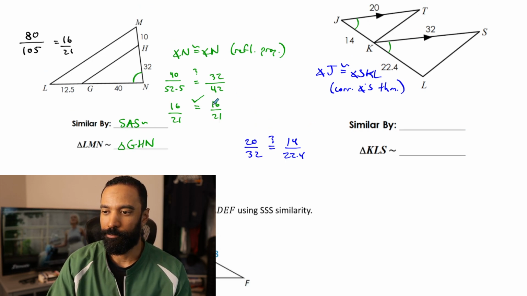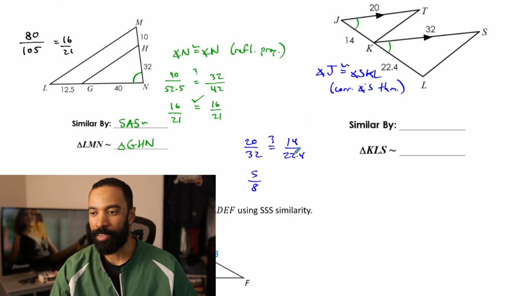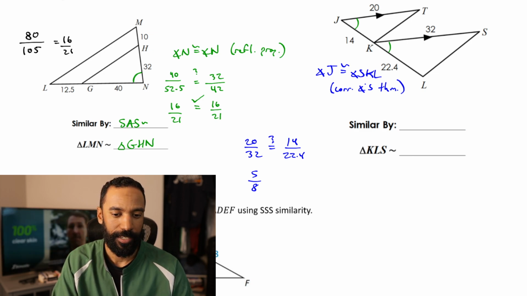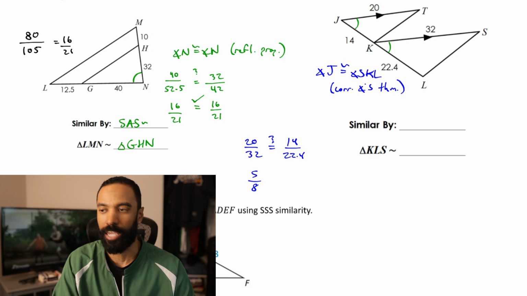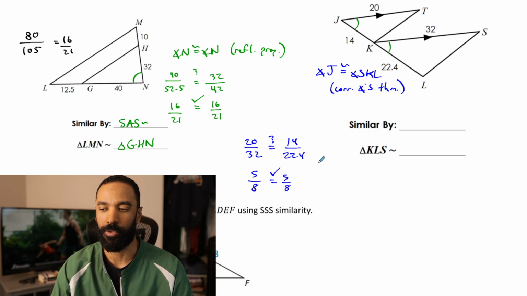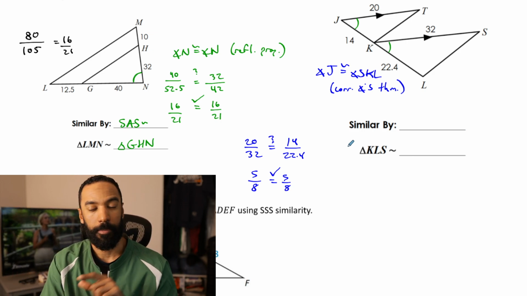Divide these by 4 and you get 5/8. I know that number's 0.625, so I'm going to use this in the calculator and see if I get 0.625. 14 over 22.4, I get 0.625. Okay, so I'll say 5/8 equals 5/8. I'm just going to write the fraction version. It works. 0.625 equals 0.625.